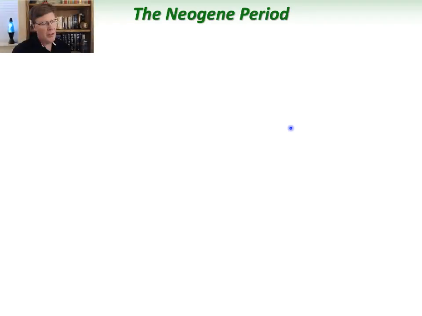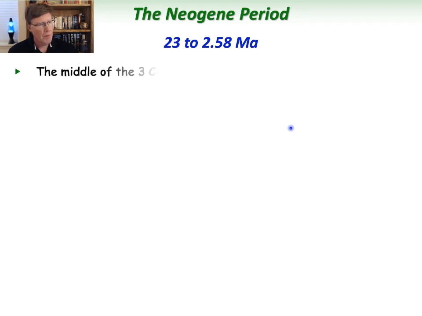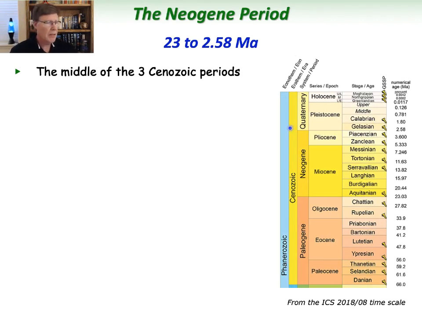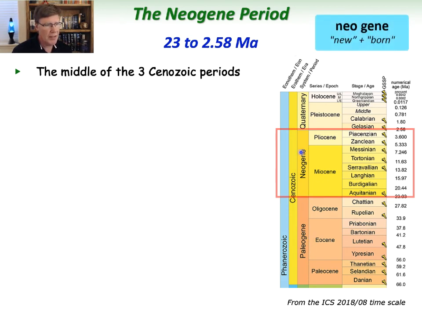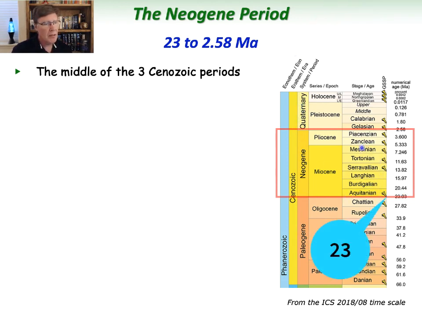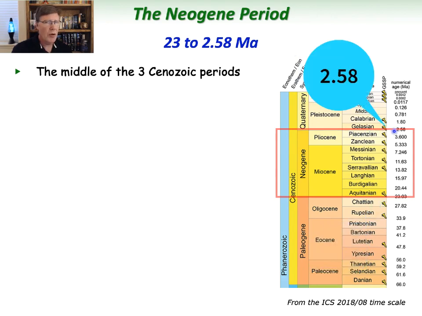The Neogene period itself spans the range of 23 million down to 2.58 million. So looking at it on the time scale here, it is the middle of the three Cenozoic periods, the Paleogene, the first one, then the Neogene, then the Quaternary. So starting at 23 million, going down to 2.58 million.